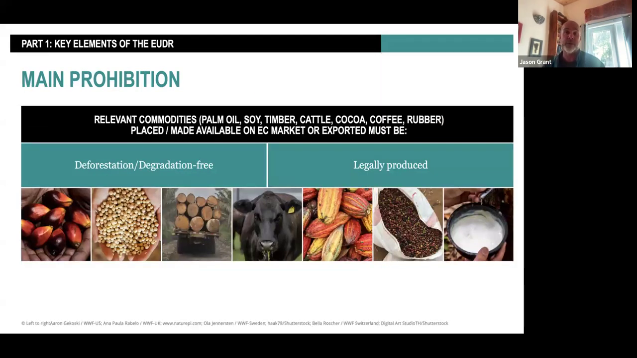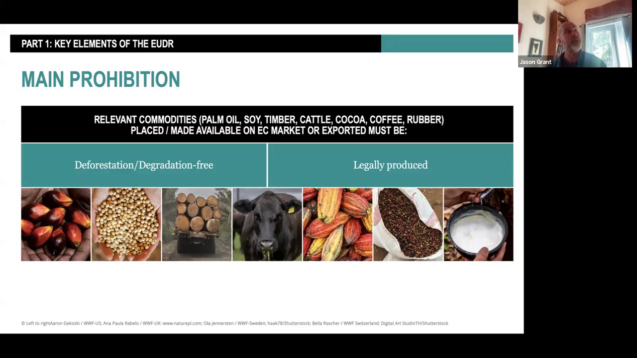So the commodities that are in scope for the EUDR are palm oil, soy, timber, cattle, that includes beef and leather, cocoa, coffee, and rubber. It's not every single product made from those commodities. There's a list of products by HS code that are in scope, but it's a lot of the products that are made from these commodities, or of course the raw commodity itself. And whether or not the deforestation or degradation in the country of origin is legal or illegal, it is illegal to place or trade on the European Union market products that are linked to that deforestation or degradation. And of course, if there's any illegality in the supply chain, it's also illegal.